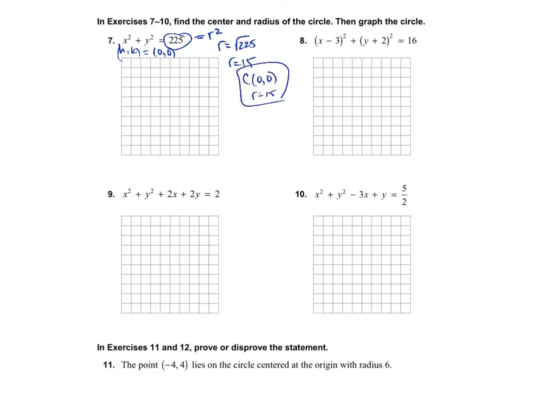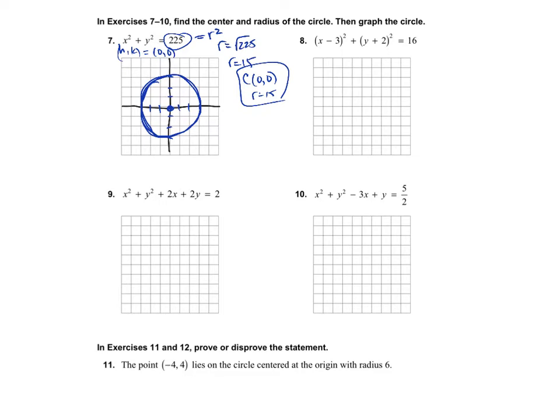Now we can graph it real quick, and we can just do this in fives. We'll say the center is 0, 0. This is 5, 10, 15, 5, 10, 15, 5, 10, 15, 5, 10, 15. And I sketched my circle as best as I could here. I could use the tool and make it perfect, but that's okay.